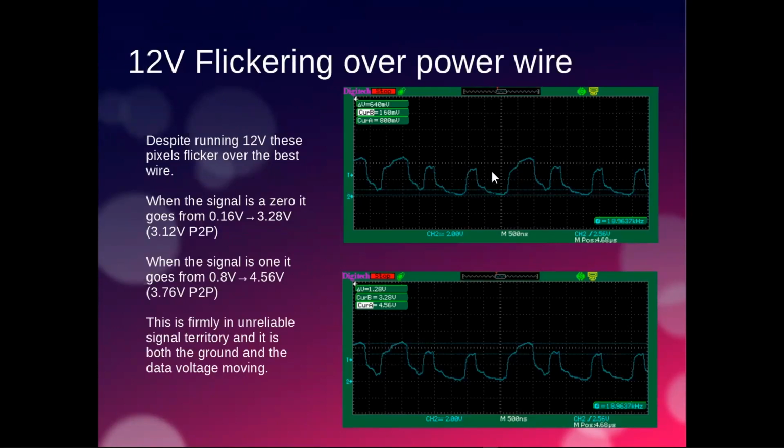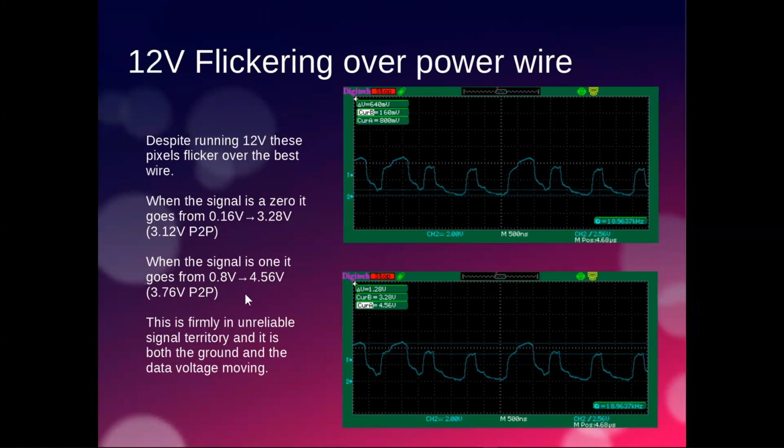So 12 volt flickering over a power wire, right? Despite running 12 volt, these pixels flicker over the best wire. So I was running the best wire here and it still flickers. And one of the things that you'll notice here is you get some real significant differences. When the signals are 0, it goes from 0.6 volts to 3.28 volts, which is only 3.12 volts peak to peak. And remember from our very first slide, with a 12 volt pixel, it's probably providing 5 volts to the chip. And so it needs 3.5 volts to read the signal. So this is not going to read the signal.